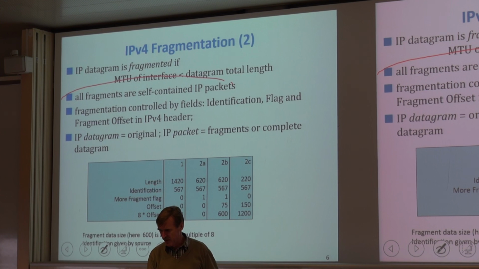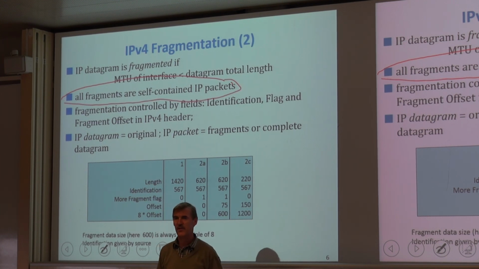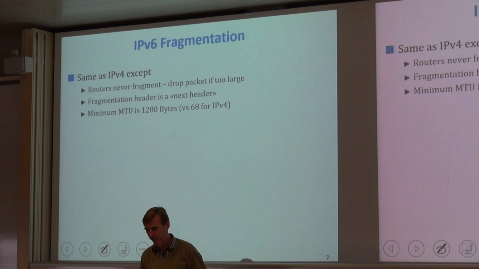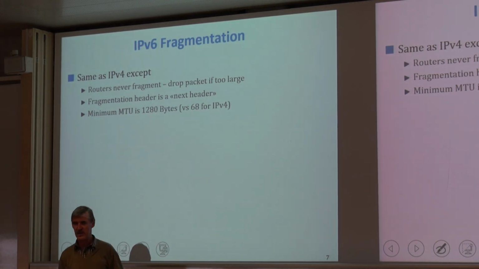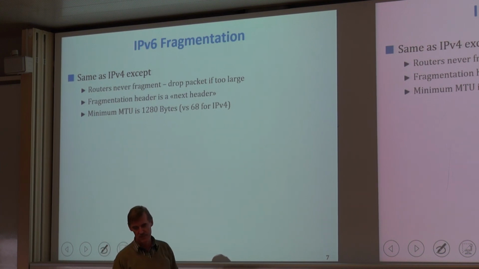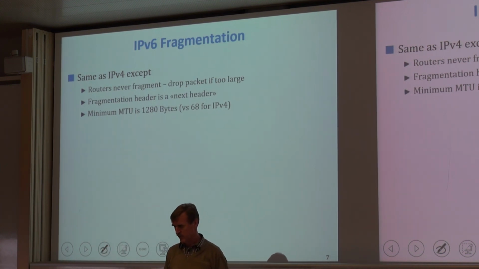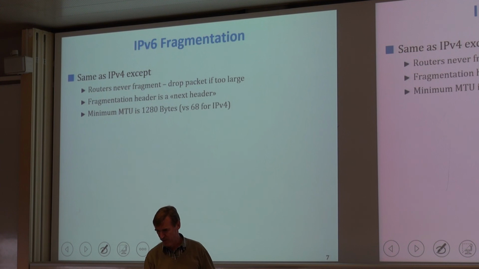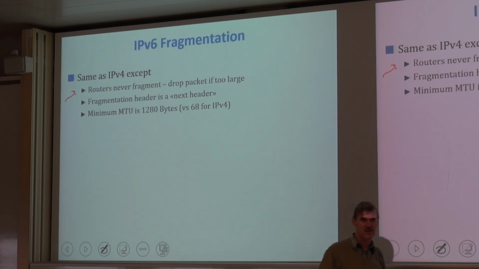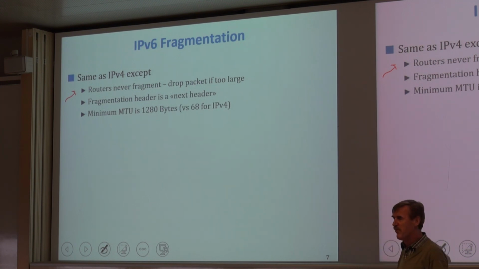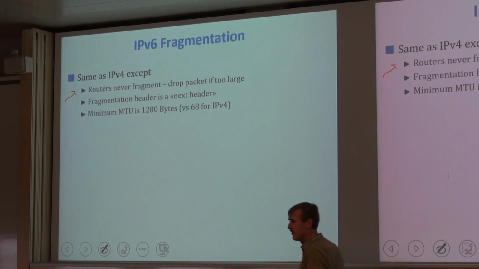All fragments are self-contained IP packets. That's one of the things that are important to remember. Now this is for IPv4. With IPv6, in principle, we don't fragment except at the source. So routers never fragment. They do what you propose, right? Some IPv4 routers might also refuse to fragment.